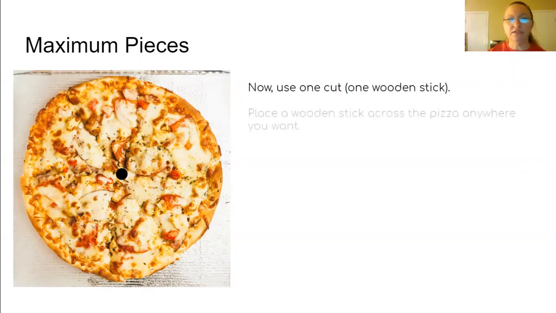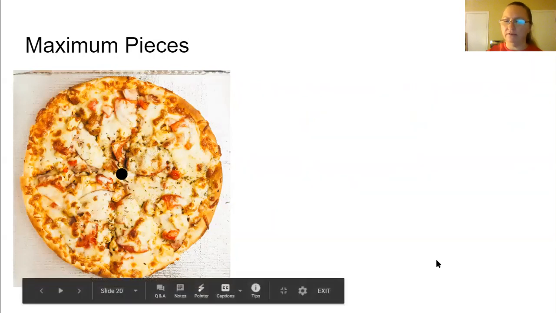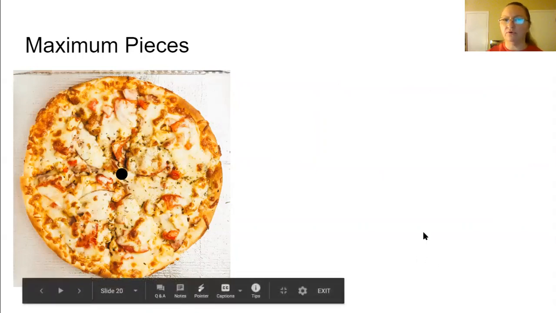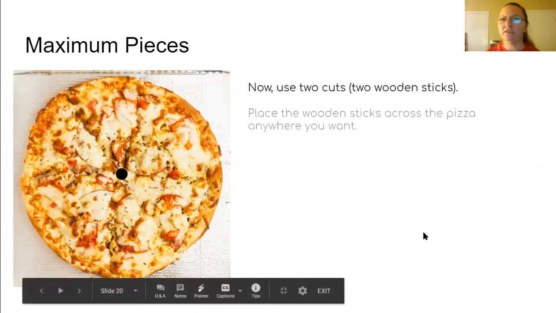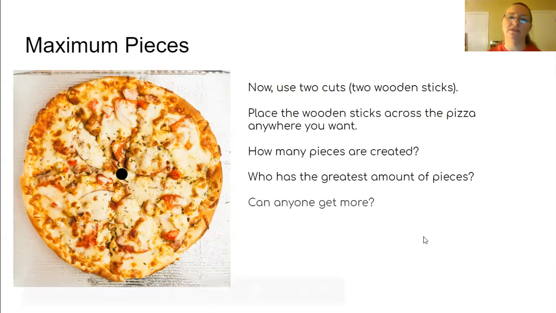So we're going to use one stick, and we're going across the pizza anywhere we want. And to find the maximum number of pieces, when you make one cut, turns out, again, it's 2. Okay, so that's just your starting point. So for all of these, you can get 2 slices. But then you get a little bit more creative. So we went in there with 2 sticks, and then we did it with 3 sticks.